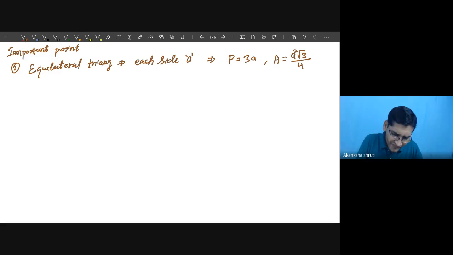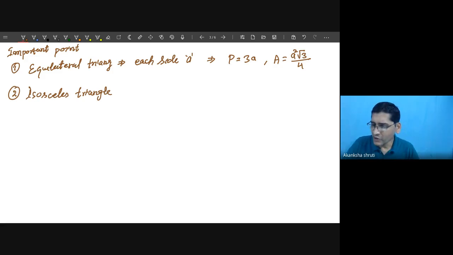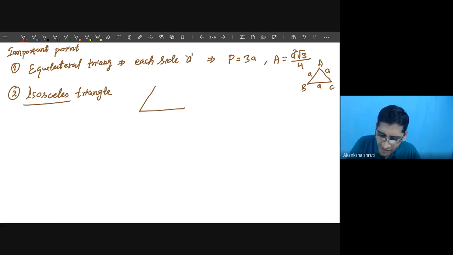Is it okay? Now the second, if it is an isosceles triangle, you know that in an equilateral triangle all the three sides are equal, but in an isosceles triangle only two side lengths will be equal. Means what? You can draw any kind, means in any orientation.